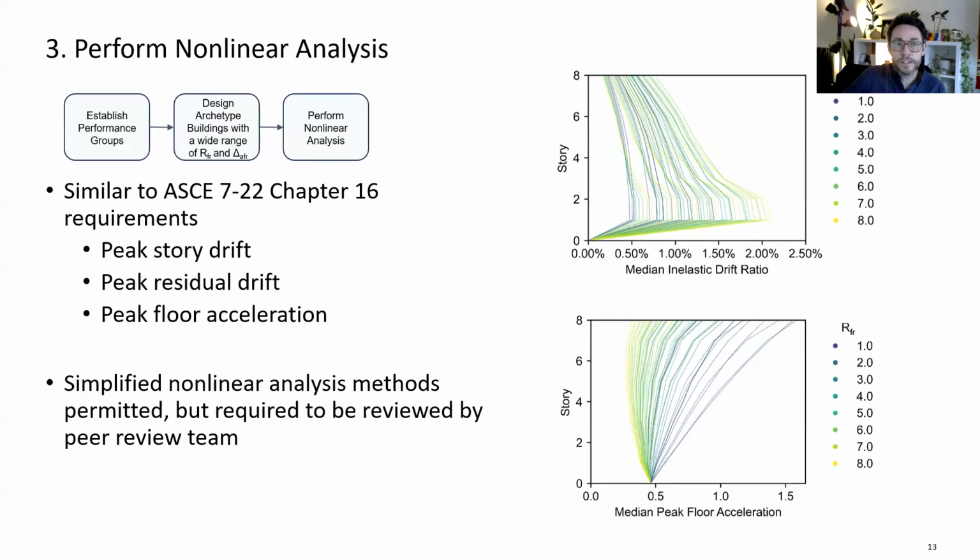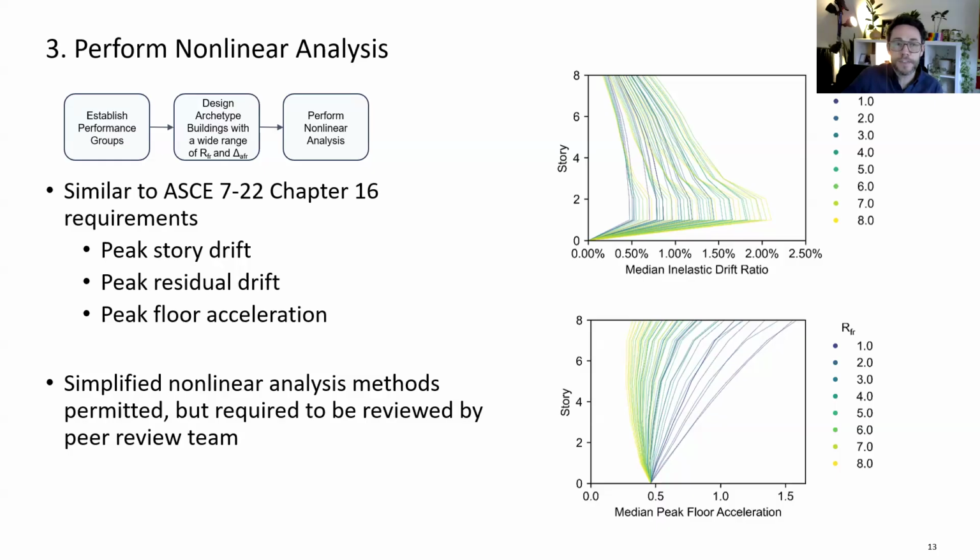Once these archetypes are designed, we then perform nonlinear analysis for all of the design variations that we're exploring. The analysis requirements are similar to those in ASCE 7 Chapter 16, and the goal is to extract key engineering demand parameters. Think of peak story drift, peak residual drift, peak floor accelerations. On certain occasions, depending on the system you're looking at, you might want component-specific demands. When considering the full archetype space, the modeling and the computational demands, you might imagine, can be quite high, right? Because you're looking at a lot of possible variations for each possible archetype that you're considering.